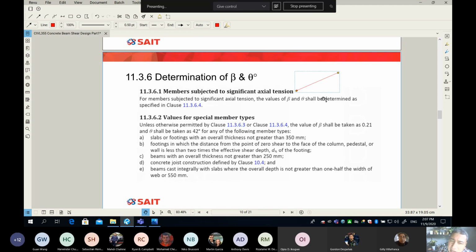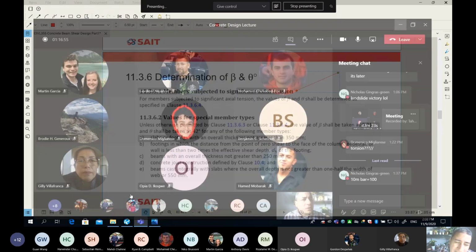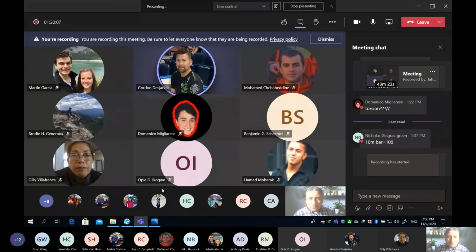Now I want to ask you a question, and this question doesn't have any math behind it, just how you feel. When a member is subjected to shear, and together with the shear we also have axial force, and the axial force is tension, does tension help the shear or hurt the shear? It hurts the shear. How did you find this answer, by math or just by feeling? Just by common sense. If you have shear forces and you're adding another type of force, they're not counteracting forces, so I wouldn't think it would help. I think it would make it worse.